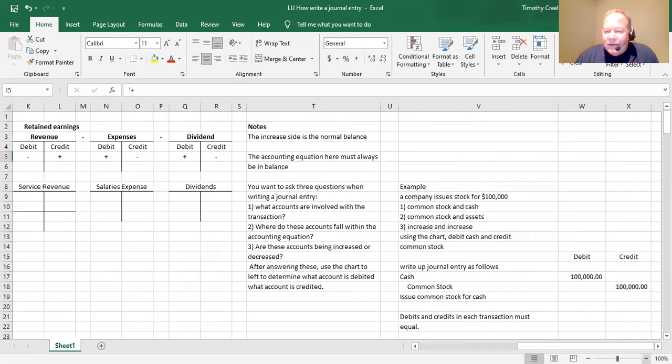So if we were writing the journal entry, we would debit cash. We always show the debit first. We've got a little debit and credit column here. Then you would show a slight indentation. You would show the credit on the second line. You see common stock here. And then a short description of what you did, which is to issue common stock for cash.